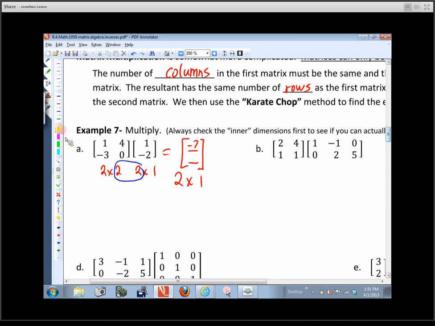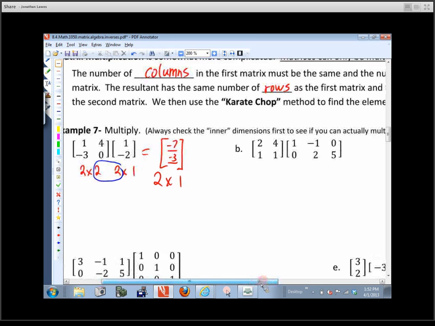Okay, so I'm going to multiply the negative 3 and the 1 together. Then I'm going to multiply the 0 and the negative 2 together. I get a negative 3 and a 0. What do I do with those? Add them together, and what do I get? I get a negative 3. Okay, and that's it. That's the answer.